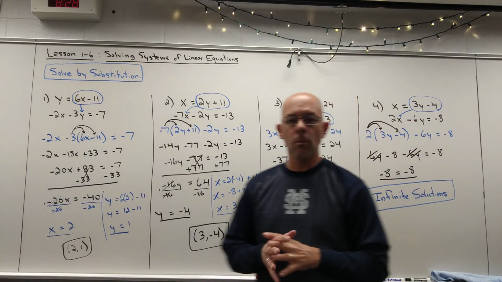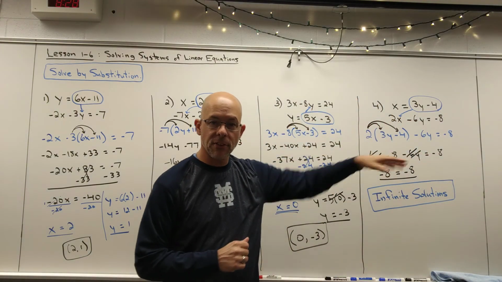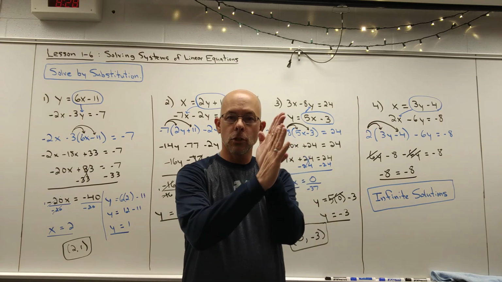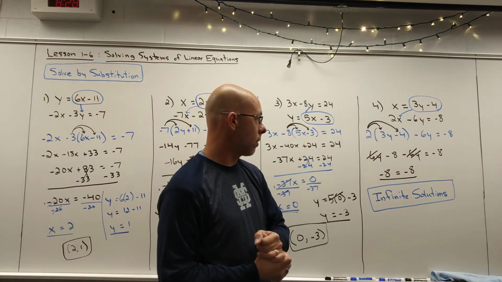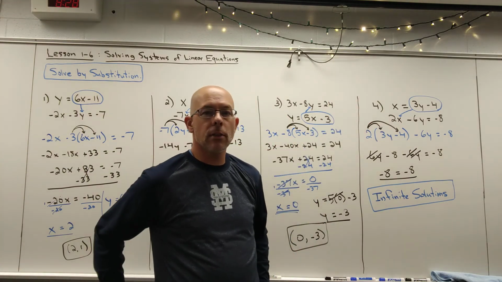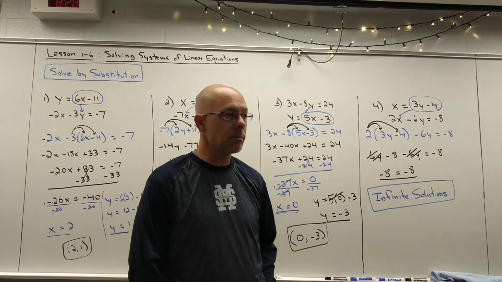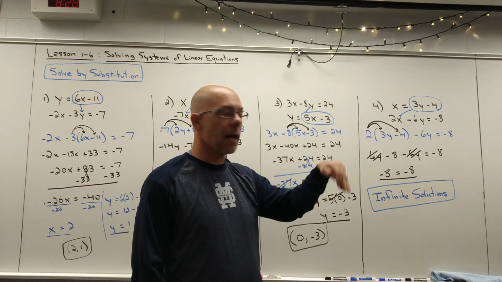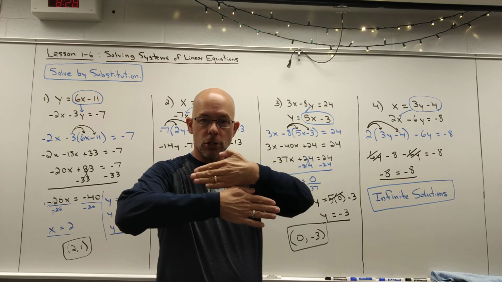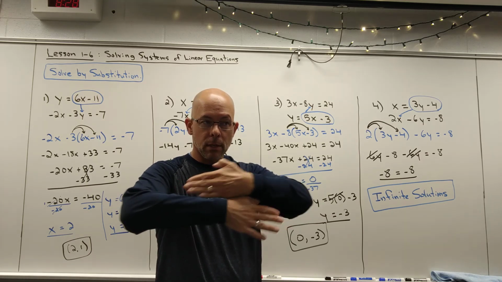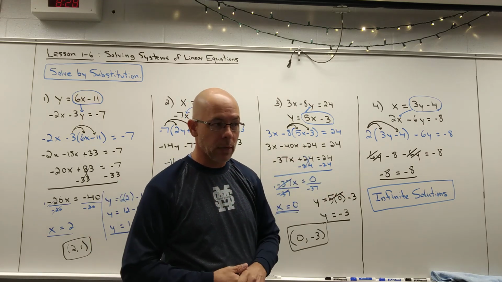Which means in the scope of if this was a graph, the two lines are the same, they're right on top of each other. They don't look anything like each other at the moment, but if we took the time to graph them, they land right on top of each other and therefore share every single point, an infinite amount of points.